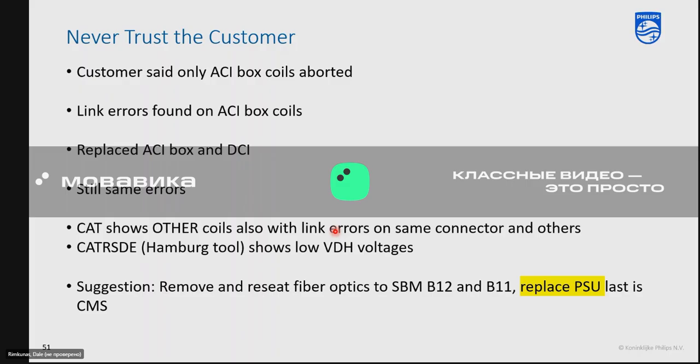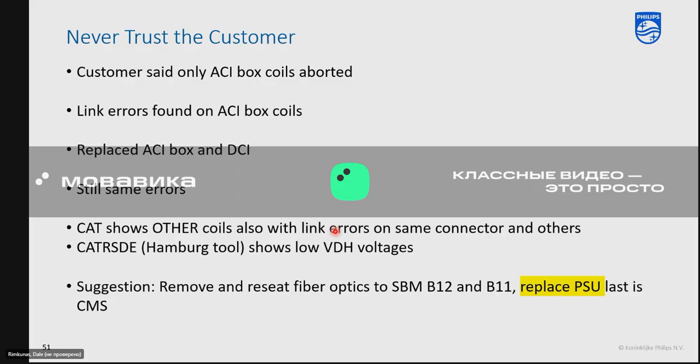I go into the CAT RSDE tool, what we call the Hamburg tool. I've given that link out before. I may have the link to it later in here. The CAT tool, the Hamburg tool online, does not need log files loaded up. You just enter the SRN and it's going to give you the results in a little bit more detail than what your desktop CAT tool does. I went to that tool and it showed me that we had low VDH voltages. VDH stands for voltage digital high, and that was going to all the coils that got plugged into that connector.